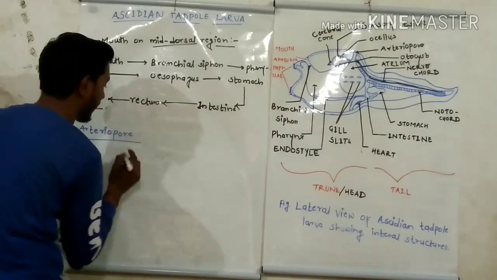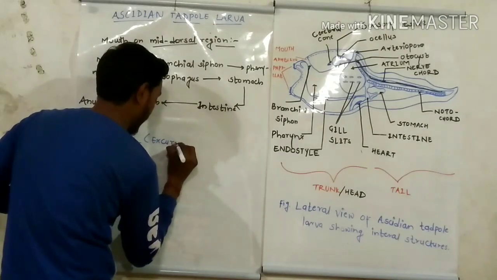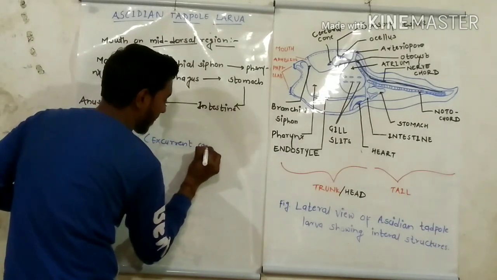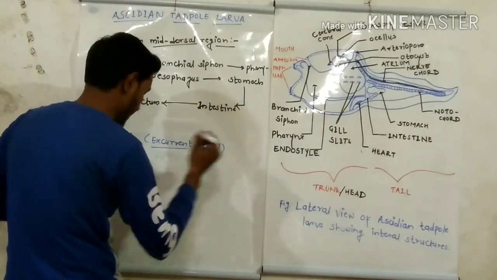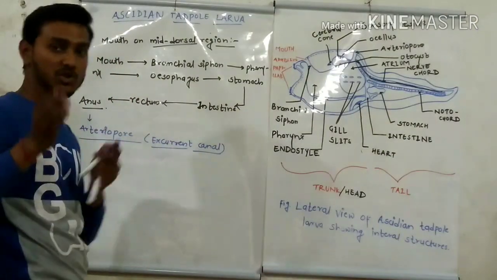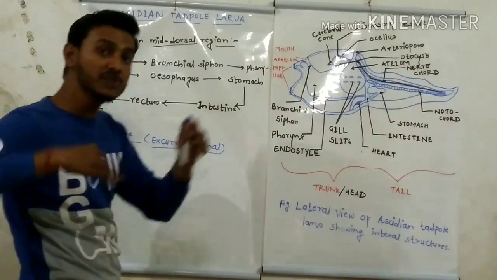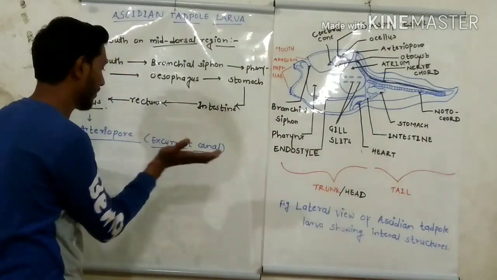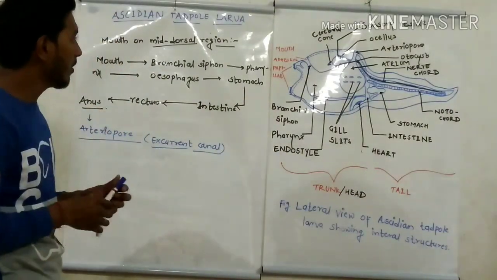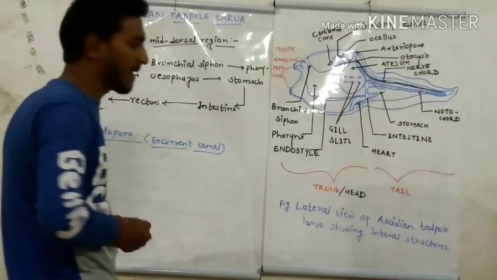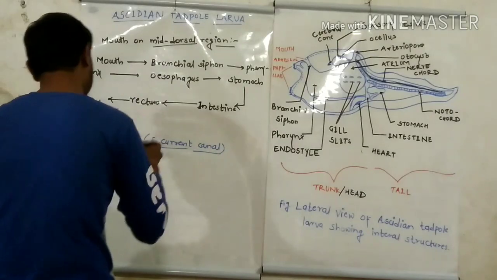Now this atriopore functions as the excurrent canal. It was the incurrent canal before, and this is the excurrent canal. Excurrent canal means the canal which is used for the elimination of the waste product, which leads to outside. Now that is the entire digestive system. The main point is that the digestive system is rudimentary.